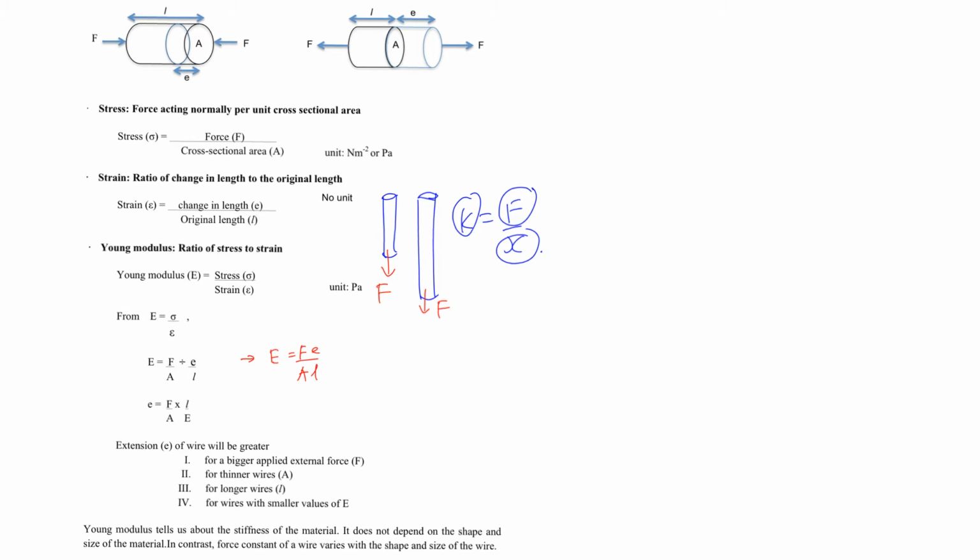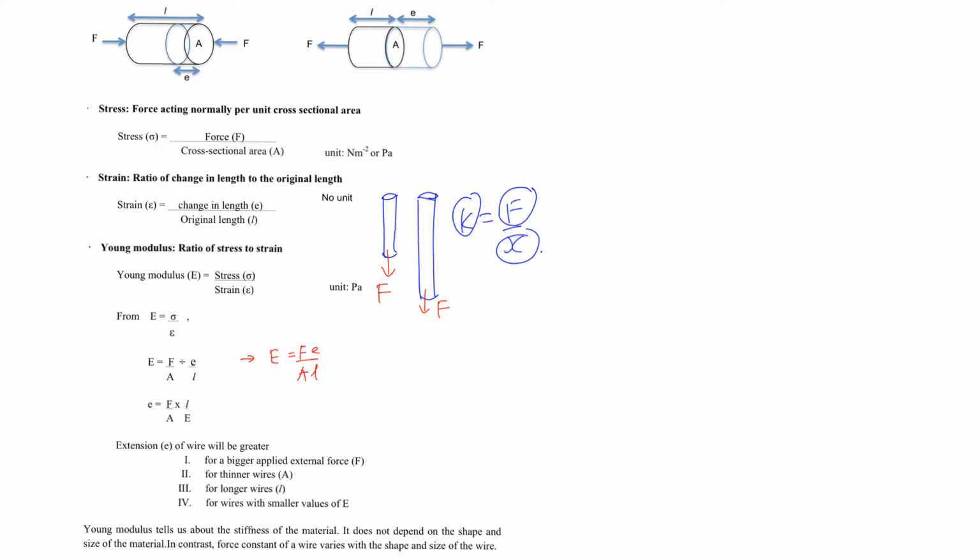So some people ask me, what is the difference between Young modulus and spring constant or force constant? Okay, now remember we said that spring constant is only for springs, whereas force constant can be used for wires. So let's say you have a wire and they gave you both the force constant K and also the Young modulus. Now, since both represent stiffness, what is the difference between them?